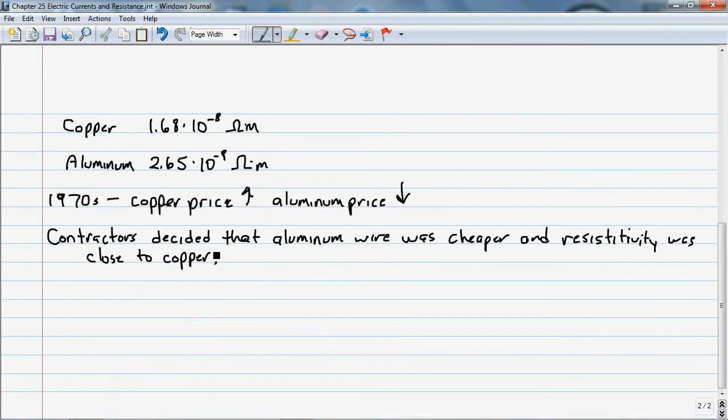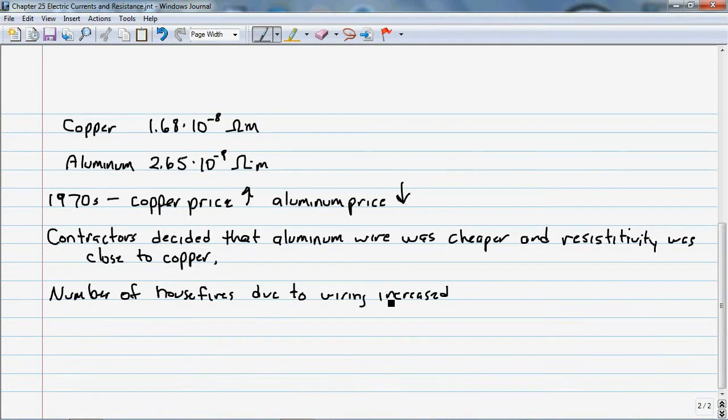And you would think that everything would be well. And all of a sudden, the number of house fires due to wiring increased as the number of homes that had aluminum wiring increased. So what was the problem? The resistivity is not that much different. It shouldn't have been that big of a problem. It was kind of baffling.